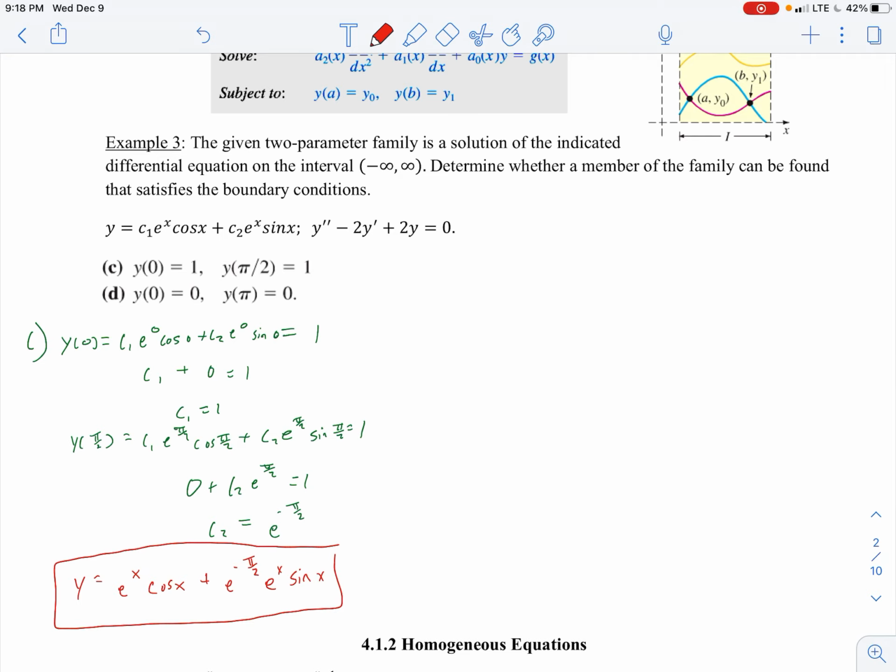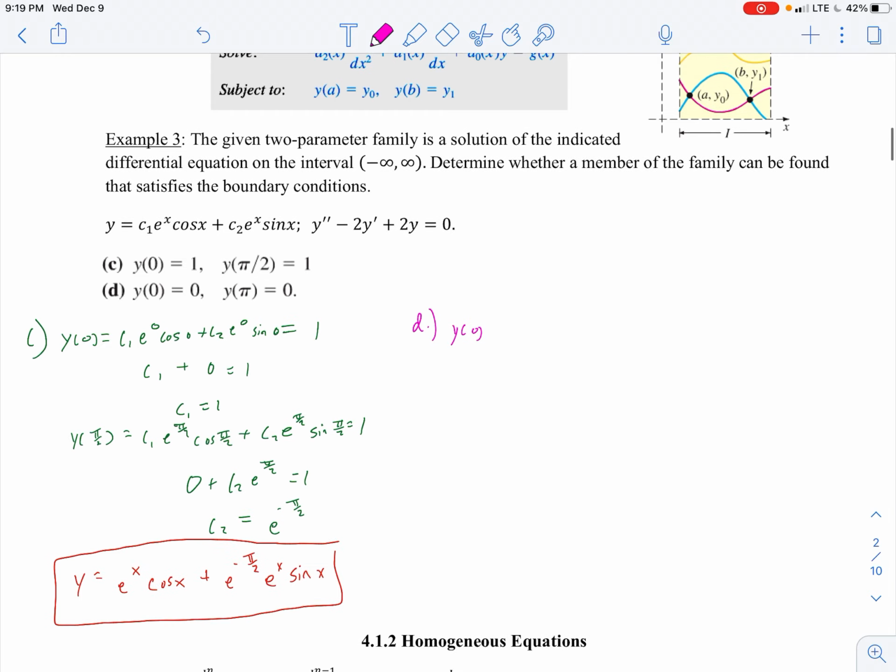In this case, we had one solution that went through both points. Let's go ahead and do D. So when we're doing D, we're going to do the same thing. We're going to plug in our conditions. y of 0 is equal to, go ahead and plug in. We get c sub 1 e to the 0 cosine 0 plus c sub 2 e to the 0 sine of 0. I've done this one, but in this case, we're setting it equal to 0. So we have c sub 1 plus 0 is equal to 0, so c sub 1 equals 0.